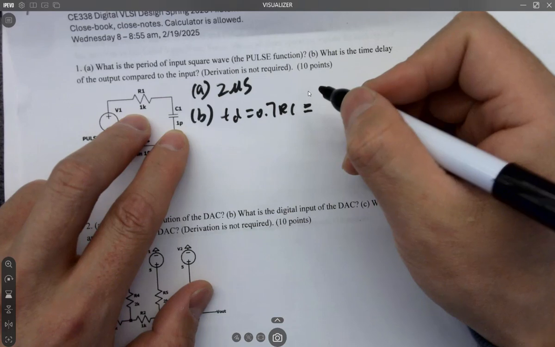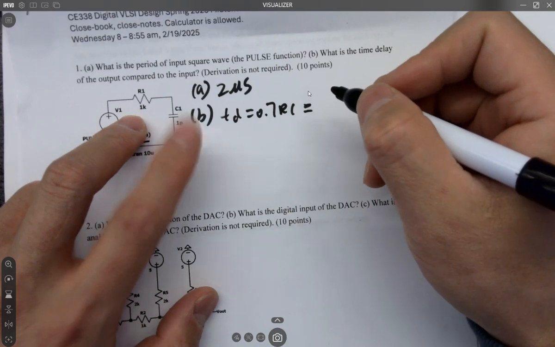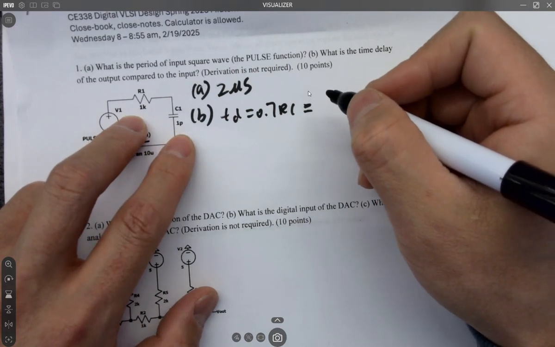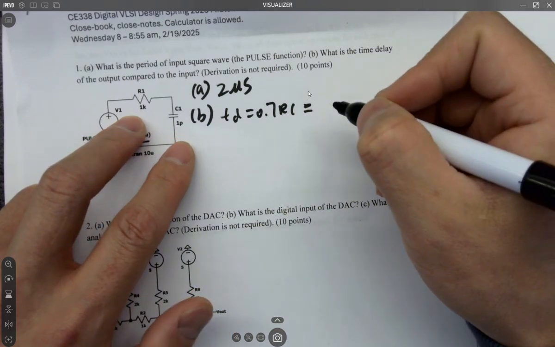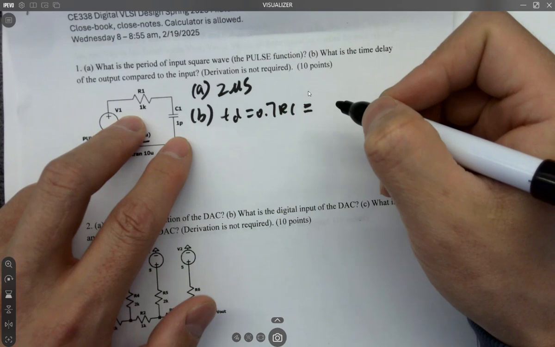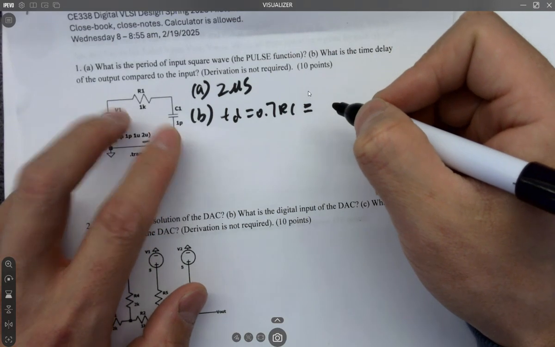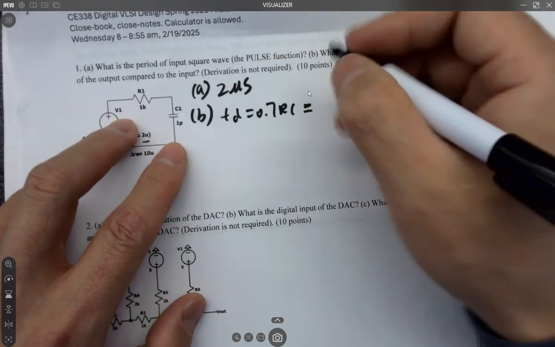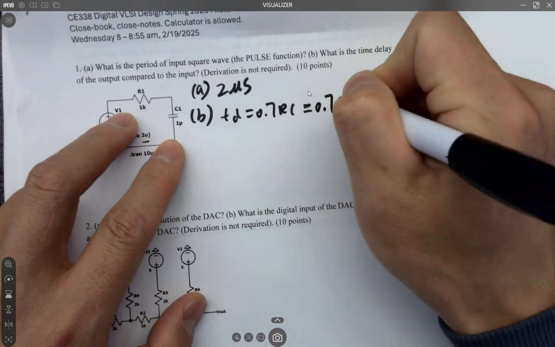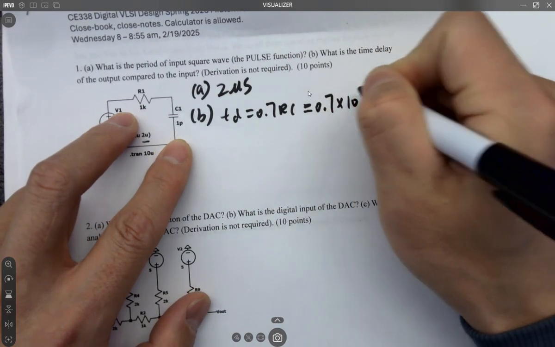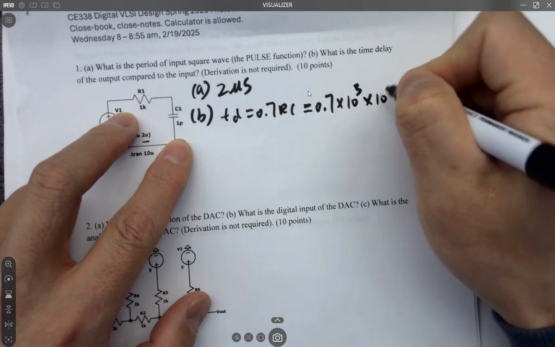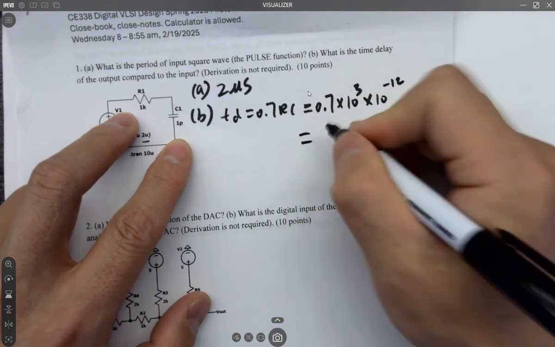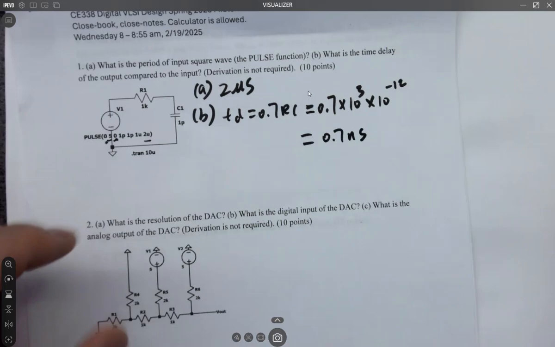So pico is what? Pico is negative 12, right? And nano is negative 9. And so probably, it's astounding. Almost 50% of guys are making mistakes on the units. So 1K, 0.7 times, that's K, right? This is pico, and eventually you're getting 0.7 nanoseconds.